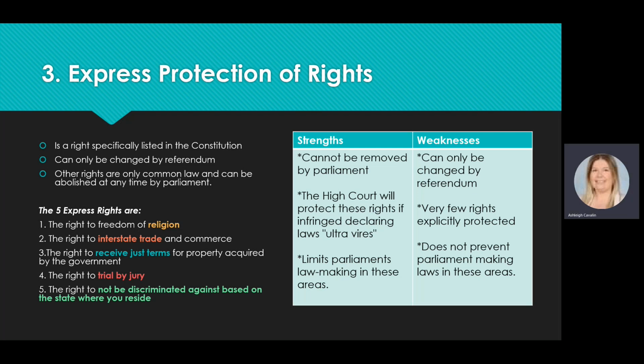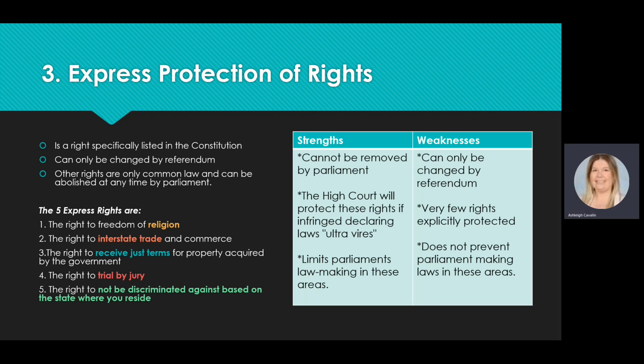Now, strengths. These 5 rights cannot be removed by Parliament. Also a strength, the High Court will protect these rights if infringed. So if the Commonwealth Parliament do make a law that infringes on any of these 5 points, the High Court can hear the case and declare it ultra vires, which means beyond their power. These 5 rights limit Parliament's lawmaking areas in each of these topics.